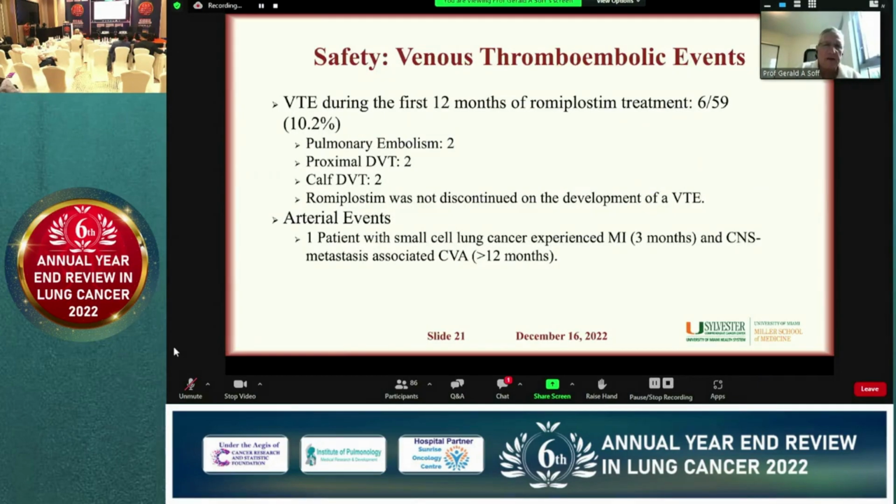About 10% had a venous thromboembolism. 2 of them were simply calf clots. And these are solid tumor patients with metastatic disease on chemo. Most people would feel about a 10% rate is sort of within the expected range.